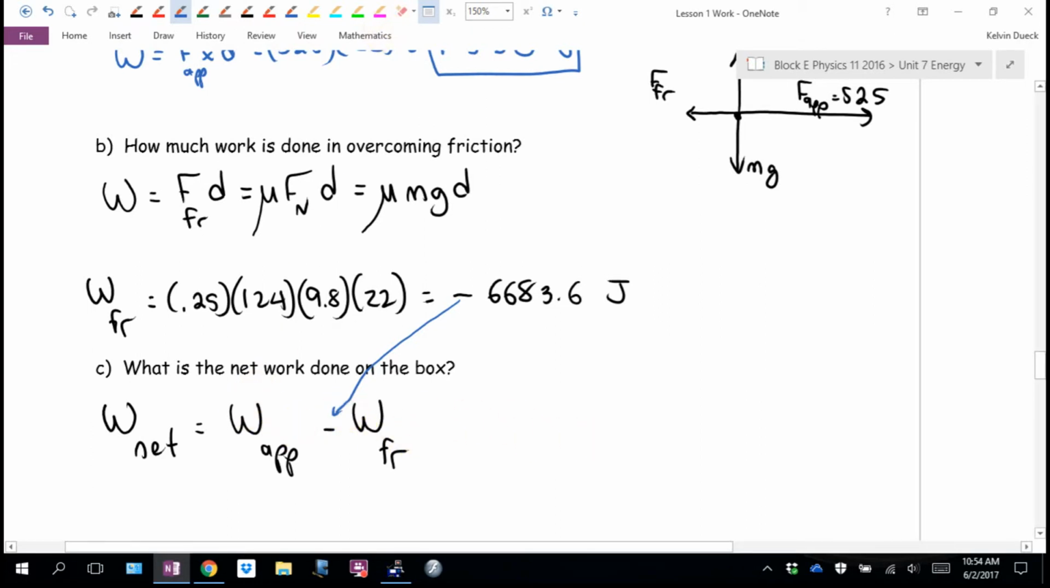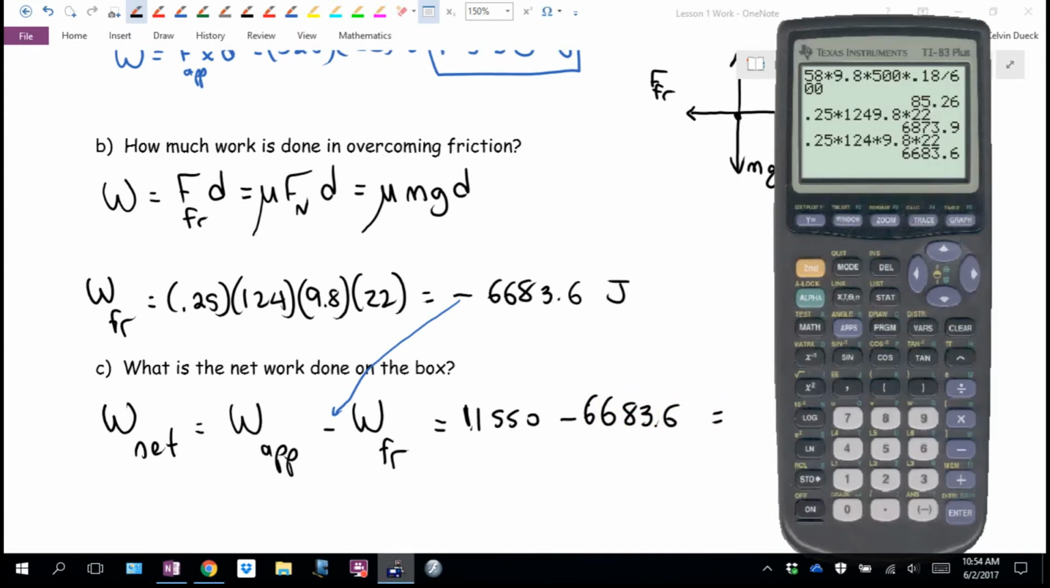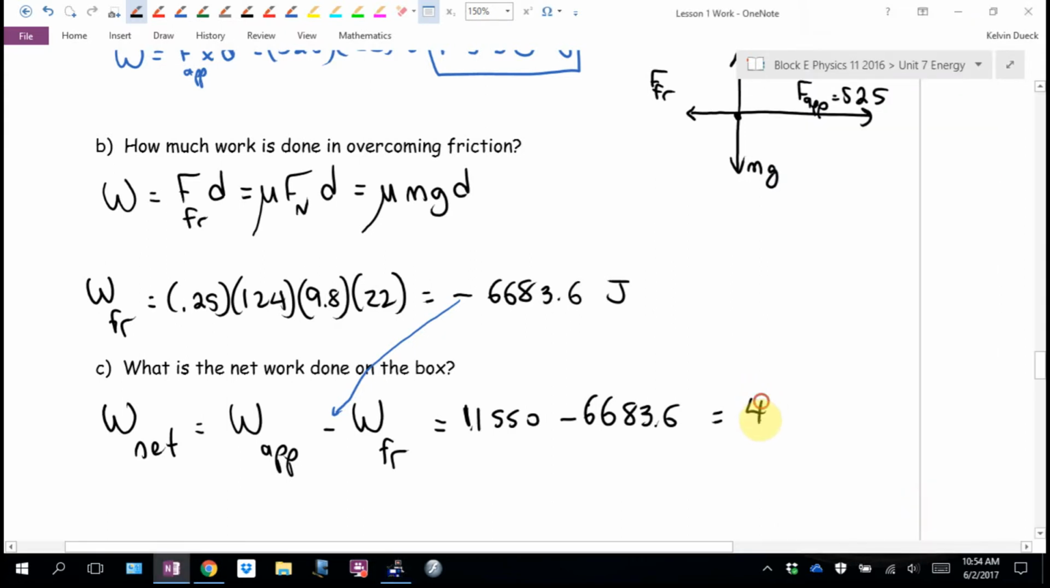Here, I just don't want you to think there's a minus showing up out of nowhere. What was it? 11,550 minus 6,683.6. And I get 4866.4 joules of work.